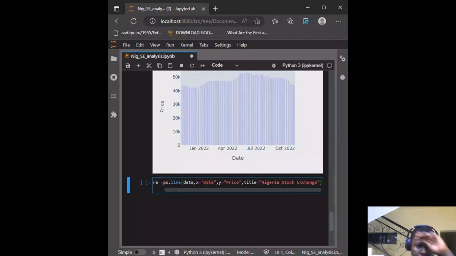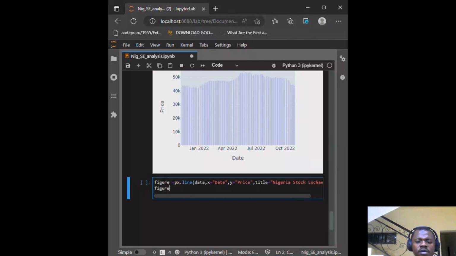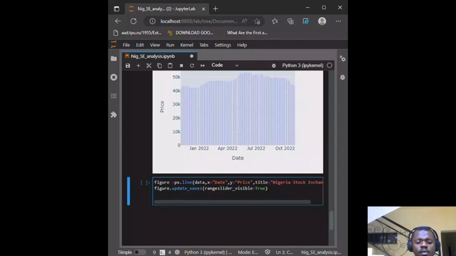Then next, let's go ahead and describe the range slider I told you about before. Because this line graph is going to be quite wide, we need a range slider so that we can easily look at things. So update x-axis, range slider visible equal to true. Then fig.show.